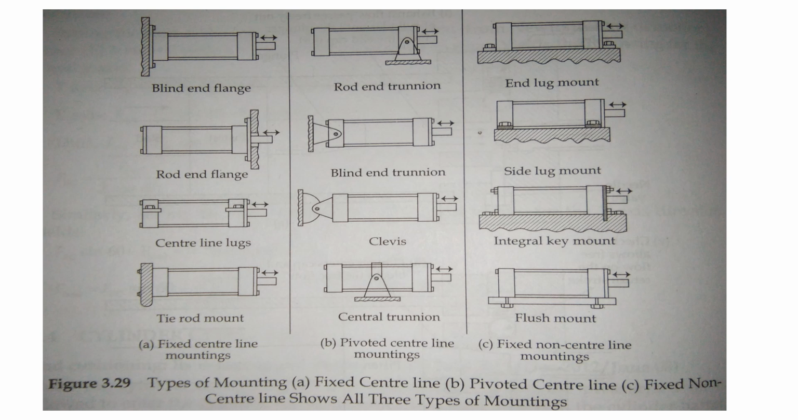Next one is the fixed non-centerline mounting. Examples are end lug mounting, side lug or integral key mounting, and flush mounting. With fixed non-centerline mountings, the cylinders are subjected to torque under load conditions. The cylinder may rotate or bend about its mounting bolt when loaded. The stress level on the cylinder is higher as compared to the centerline mounting.